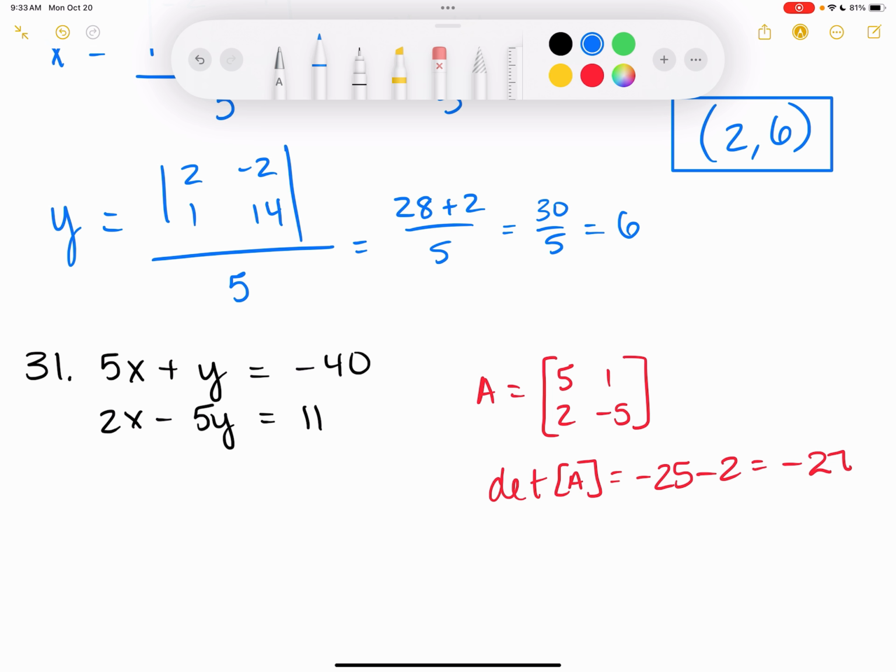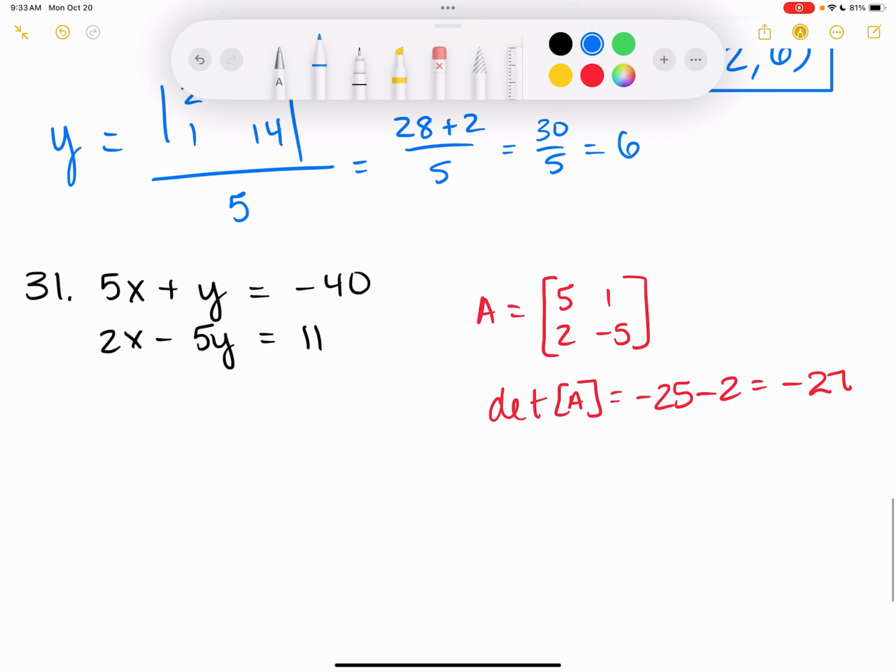All right, so to find x, how would I set up the top for the determinant here? -40 and 1? You got this. Going this way? Yeah. Okay, yep. And then 11 and -5. Right? Yep. And then all over -27.